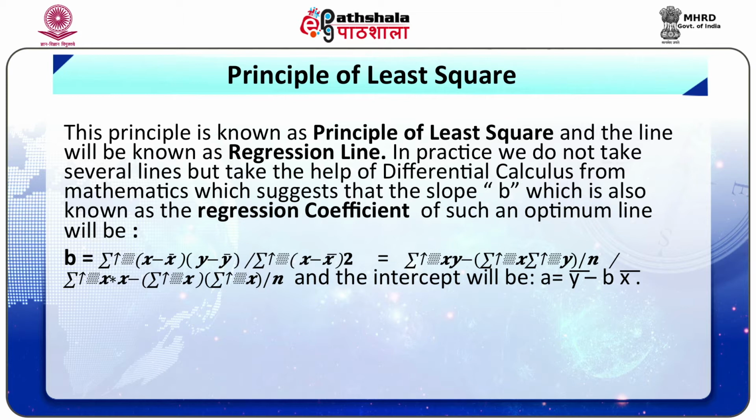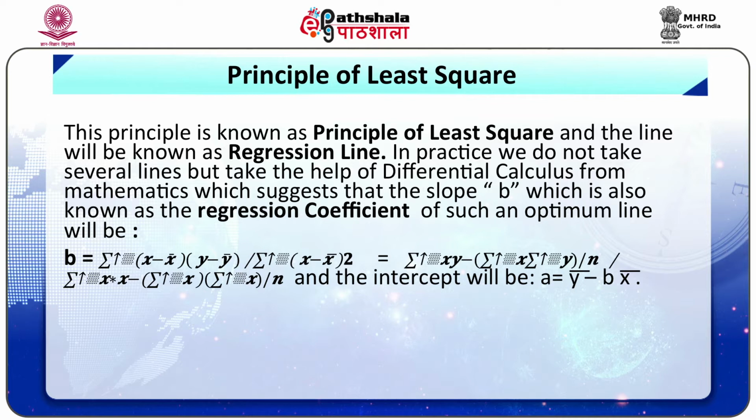suggests that the slope b, which is also known as the regression coefficient of such an optimum line, will be b equal to summation (x minus x bar)(y minus y bar) upon summation (x minus x bar) squared, which is equal to summation xy minus (summation x)(summation y) upon n, upon summation x squared minus (summation x) whole squared upon n, and the intercept will be a equal to y bar minus b x bar.